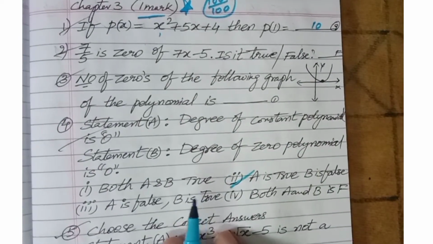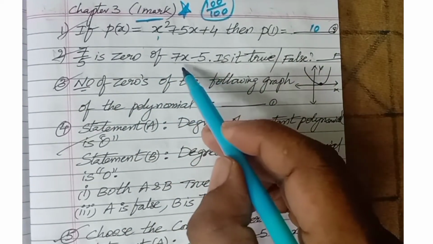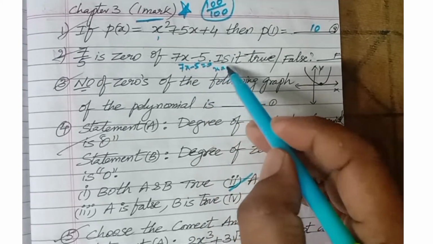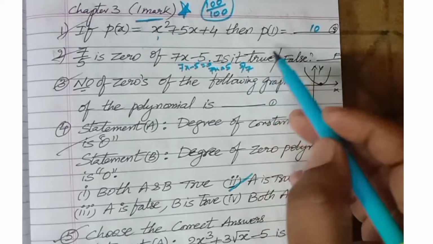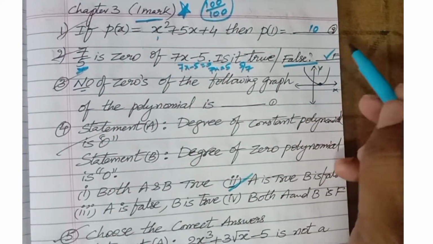Second question, 7 by 5 is a 0 of 7x minus 5. So we have to make 7x minus 5 equal to 0. So 7x equal to 5, x is equal to 5 by 7. But here what is given? 7 by 5. So it is false.